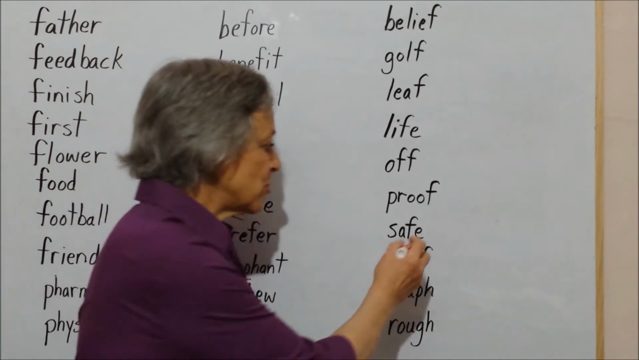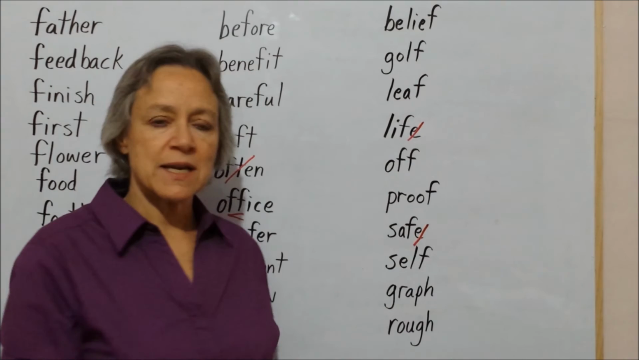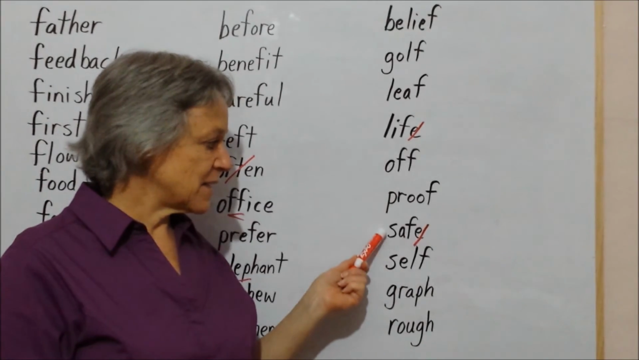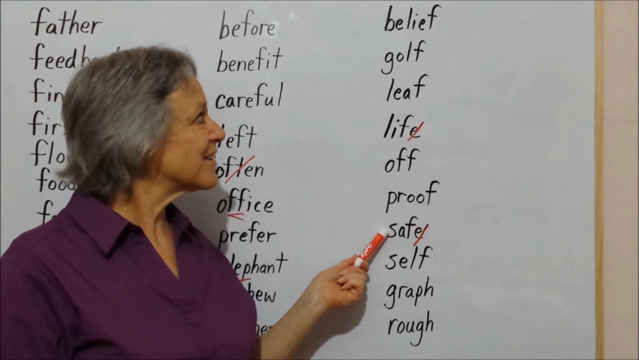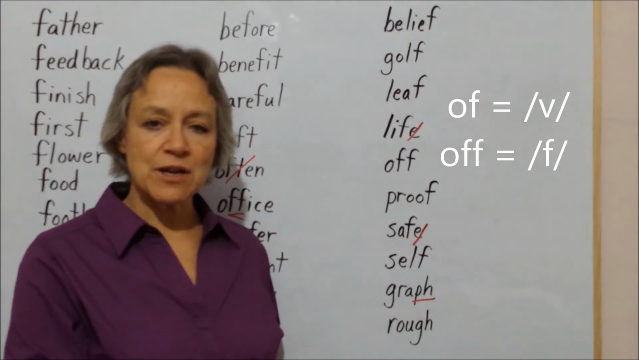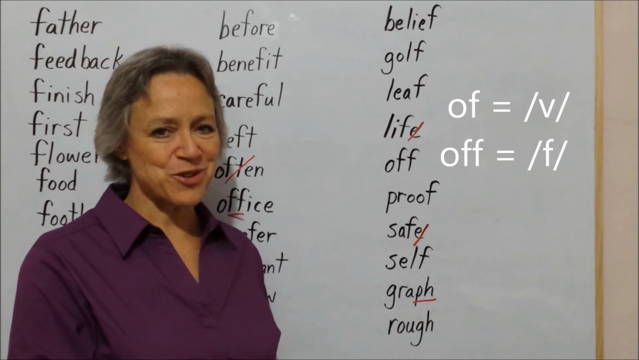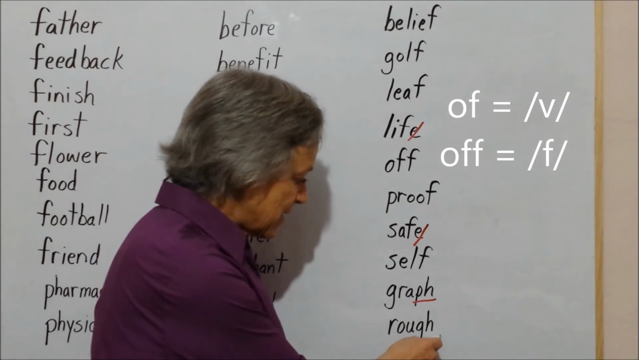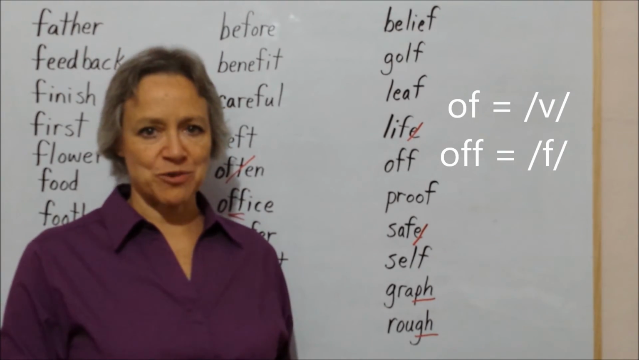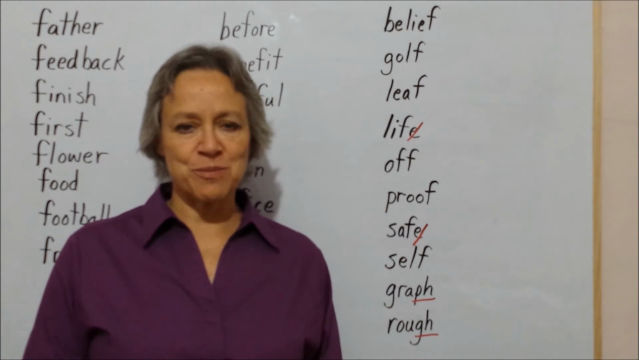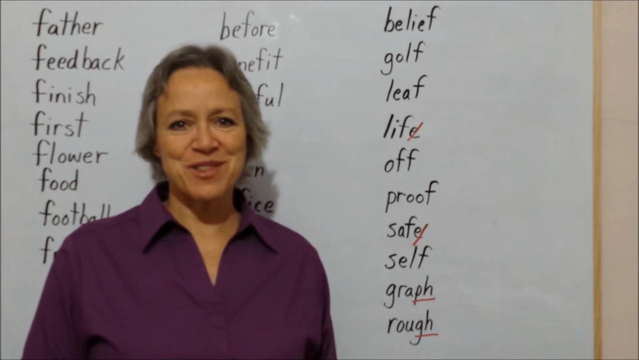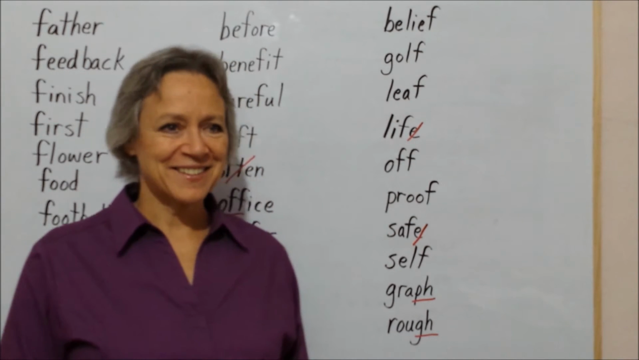So the last sound in each of these words is the F sound, okay? Life, safe, all right? And what else do I have? This word ends in the letters PH, but of course they make the F sound. And this word ends in the letters GH, which of course make the F sound, okay? So these are some words that you may like to practice later if you think you want more practice with the F sound.